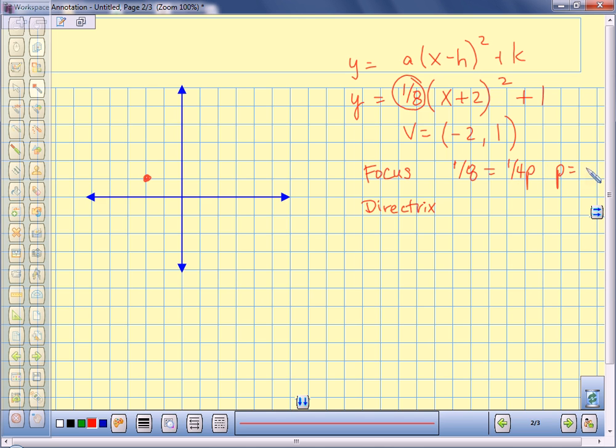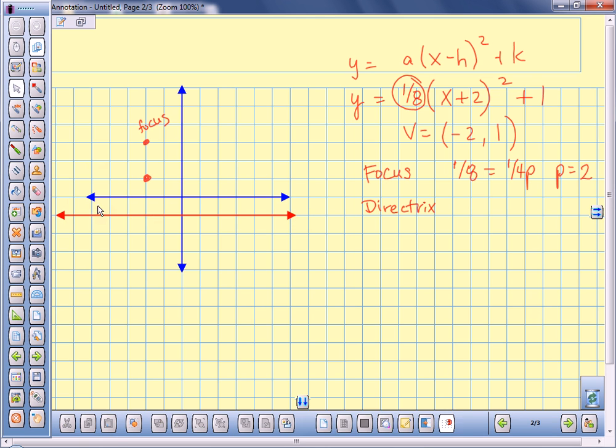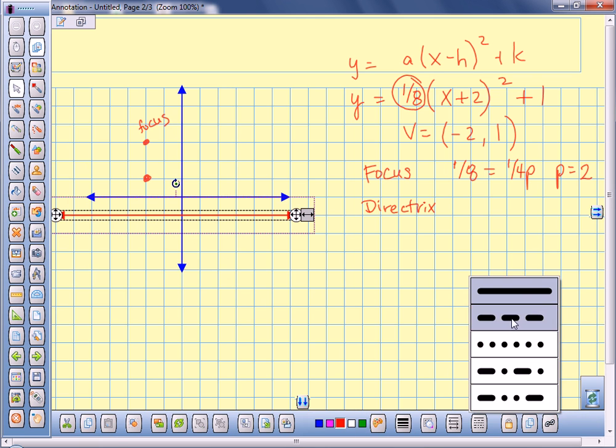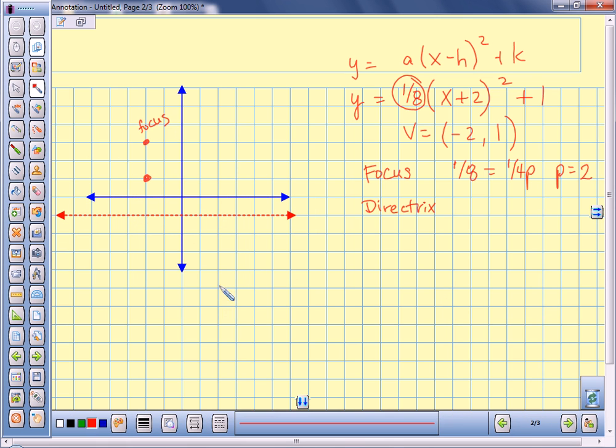So if I go up 2, I get my focus. There's my focus. If I go down 2, I now have the directrix. My directrix would be, and let me change this to a dash line. Now I need the dash line. So now we see the focus and the directrix. Now, remember I said you can do 2p in either direction. So if we go over 2p, well, p is 2. 2 times 2 is 1, 2, 3, 4. This distance is 2p. I'd go on either direction, 1, 2, 3, 4. And then I can sketch in my parabola.